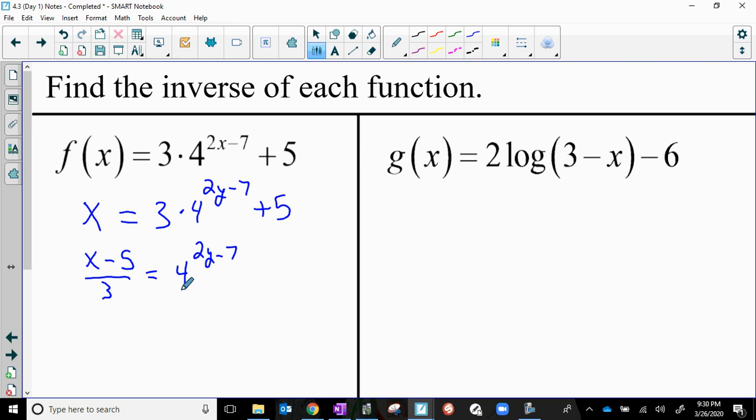You cannot divide to get this 4 gone. It doesn't say 4 times 2y minus 7. It says 4 is a base raised to an exponent. It's going to give us some other number.